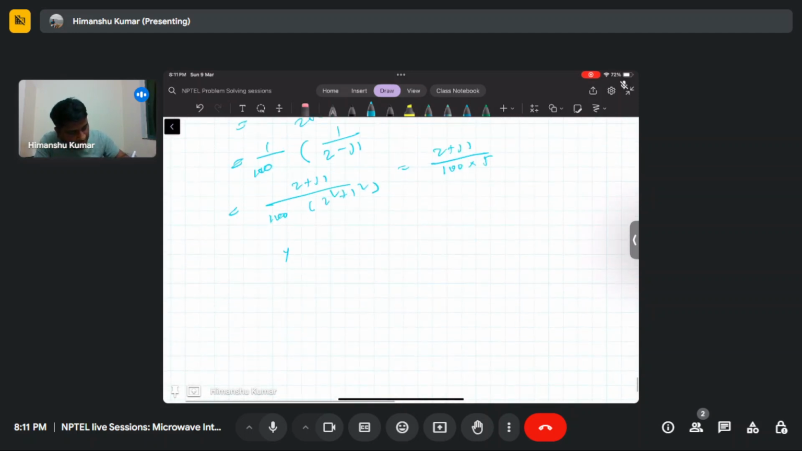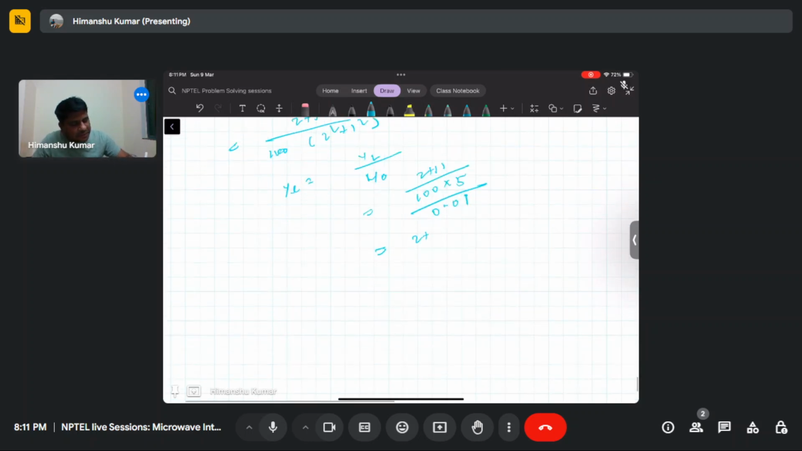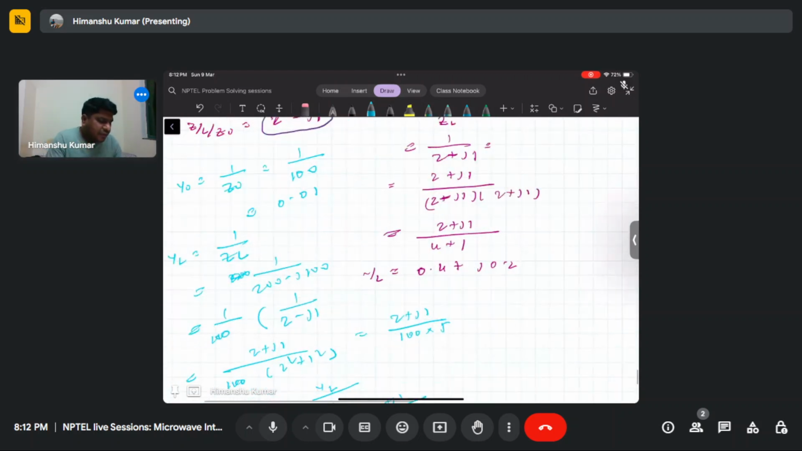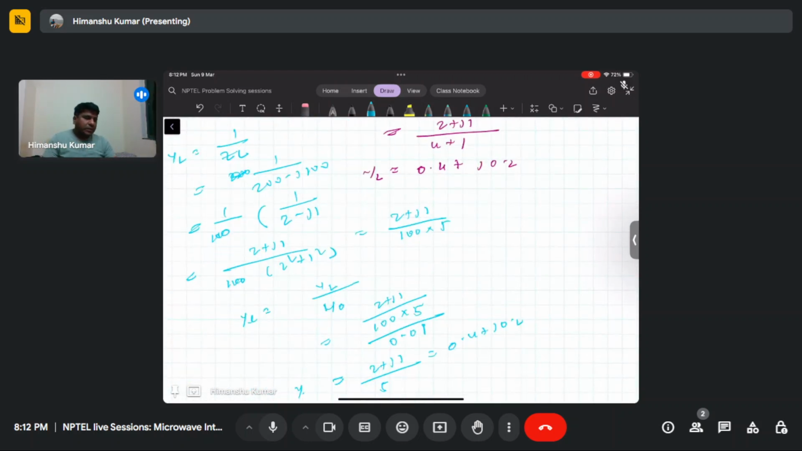Then we can write the normalized yL as yL divided by y naught. This is equal to 2 plus j1 times 100 by 5 divided by 0.01, which will become 2 plus j1 divided by 5, equal to 0.4. So this becomes 0.4 plus j times 0.2. That is your normalized admittance. In this way it is also the same.